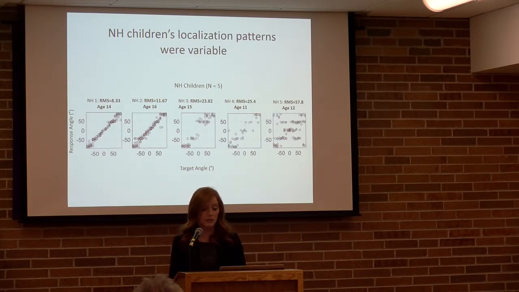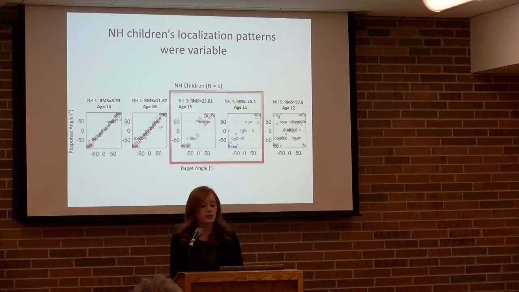As you can see, some of the children performed similarly to the normal hearing children in the previous study. Their responses were linear, and their RMS errors were low. Other children in the study performed similar to the bilateral cochlear implant users in the previous study. Their responses were spread throughout the graph, and their RMS errors were higher or poorer.